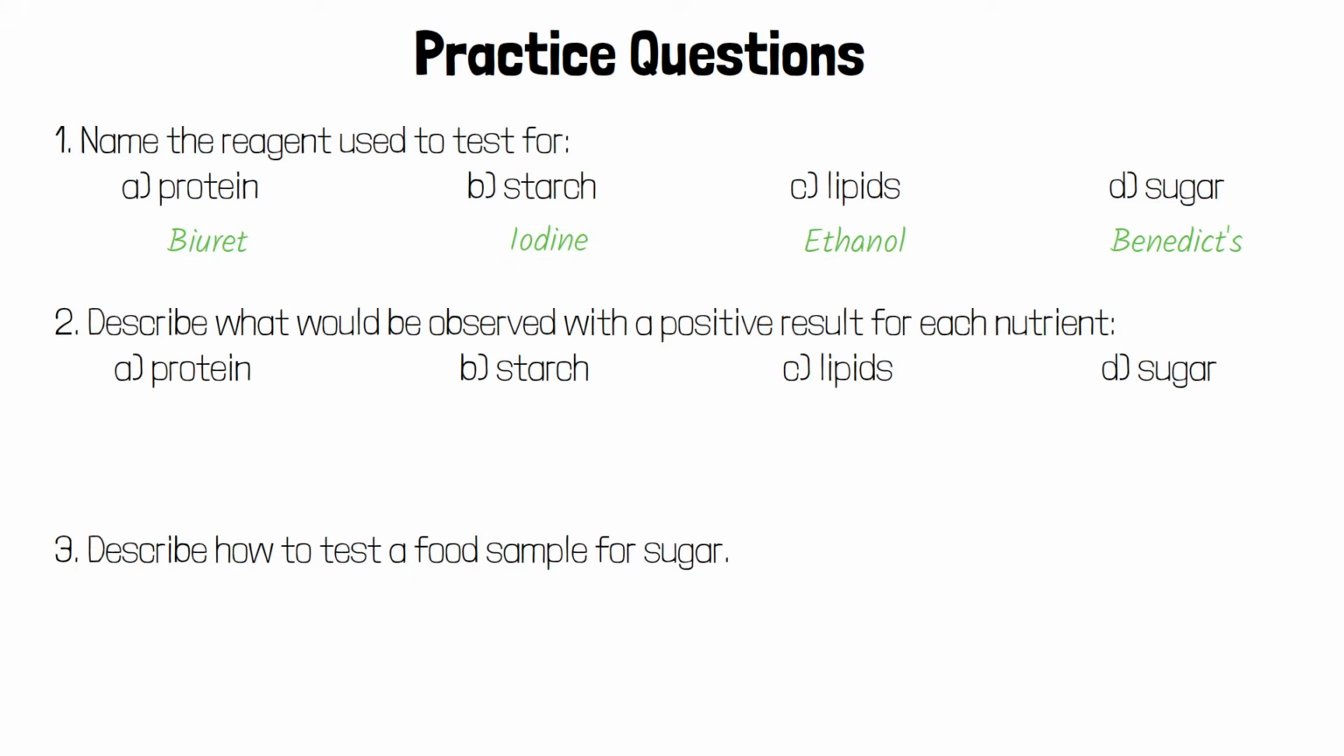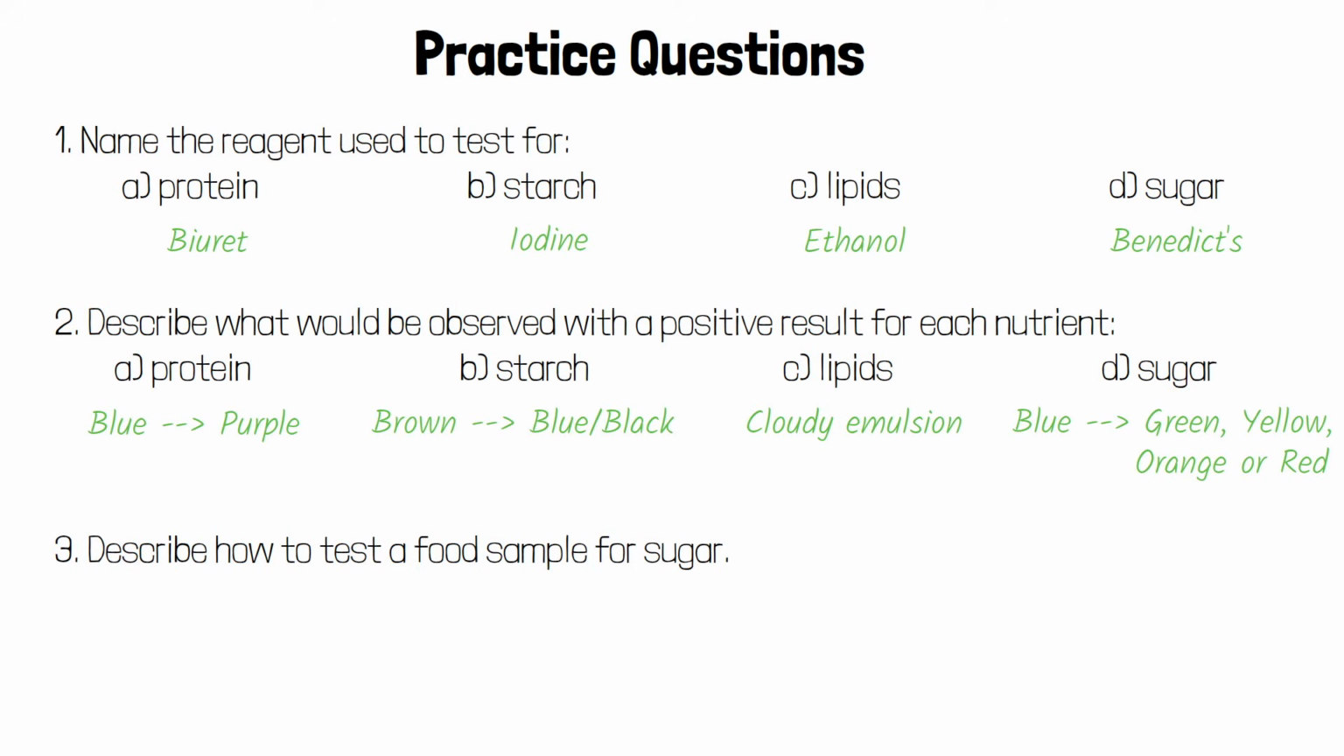A positive result for protein would be a colour change from blue to purple. For starch, it would be a colour change from brown to blue-black. For lipids, we see a cloudy emulsion forming. And for sugar, we see a colour change from blue to either green, yellow, orange or red, depending on the amount of sugar present in the sample.